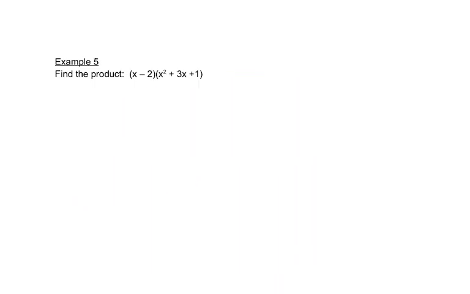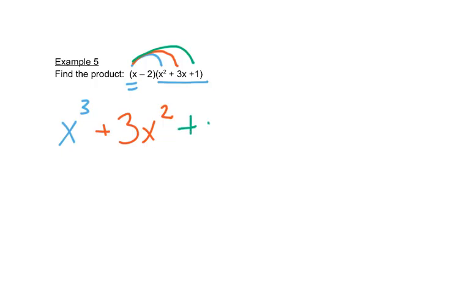This is the same idea. We still want to take this x and multiply it by everything inside of these parentheses. So we'll take x times x squared, which gives us x to the third. And then x times 3x, which is 3x squared. And then x times 1, which is just x.